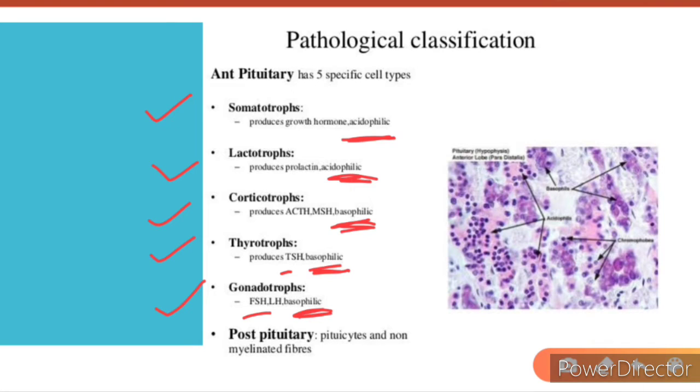Now the posterior pituitary has pituicytes and non-myelinated fibers. Guys, questions have been asked from these things in the anatomy section, so please pay attention and remember it, okay? Which are acidophilic and which are basophilic, so that you have to remember, and also about the posterior pituitary.